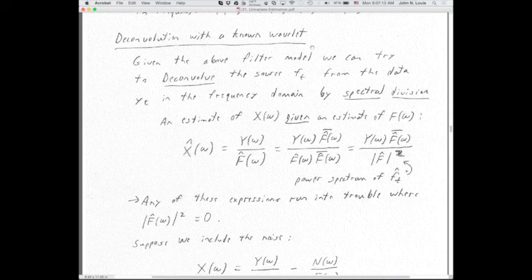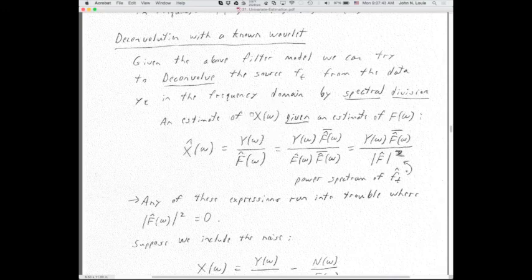But still, the accelerometer on the plate of the vibrator is going to give us a pretty accurate representation of the complex source wavelet that's going to go into the ground. So with this filter model, then we can try to deconvolve this known source f of t away from the data y of t in the frequency domain by spectral division.